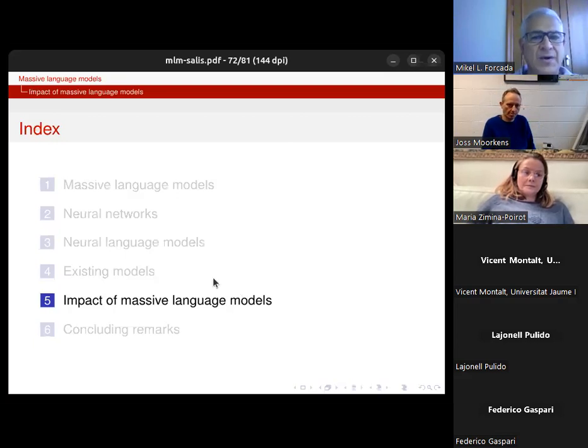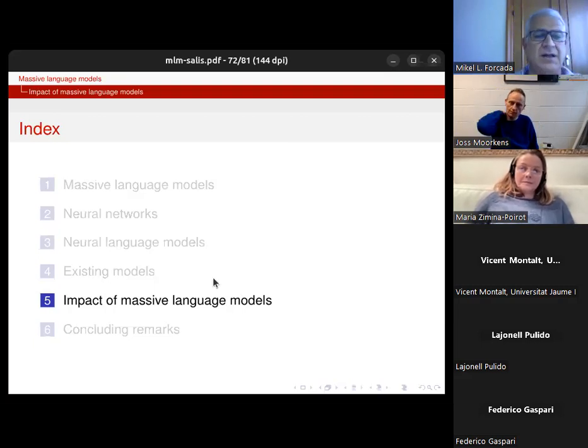And now, to end the talk, I want to basically reflect on the impact of these massive language models or large language models in our life, and particularly in the academic setting.